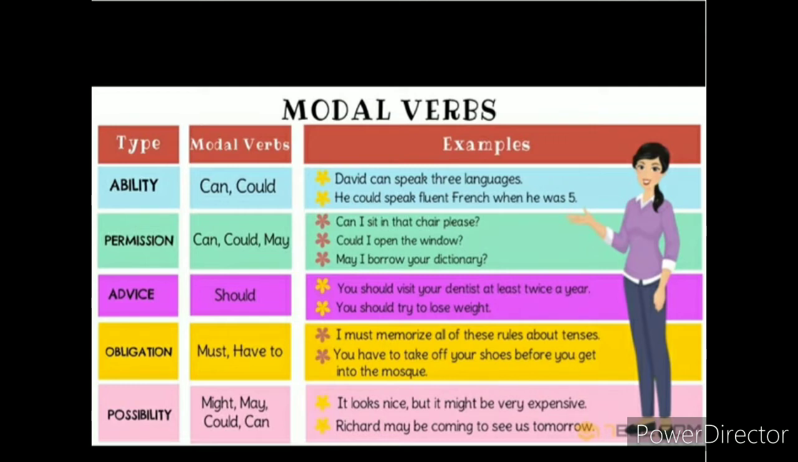Next is permission. For permission, can, could and may, all three of them are used. First of all, can I sit in that chair, please? Could I open the window? And may I borrow your dictionary? For having permission, can, could and may are used.